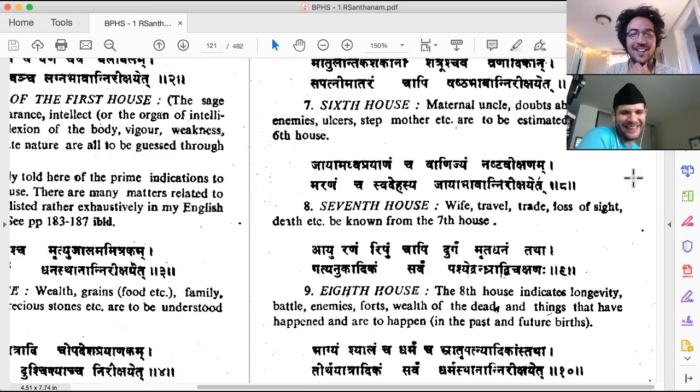Okay. Maternal uncle, doubts about death, enemies, ulcers, stepmother are to be estimated from the 6th house. So this isn't one of the better shlokas here. It doesn't really capture it for me. Yeah, I mean the sixth is just the first Dushtana, and I think it's the least difficult of the Dushtanas because it's also an Upachaya.